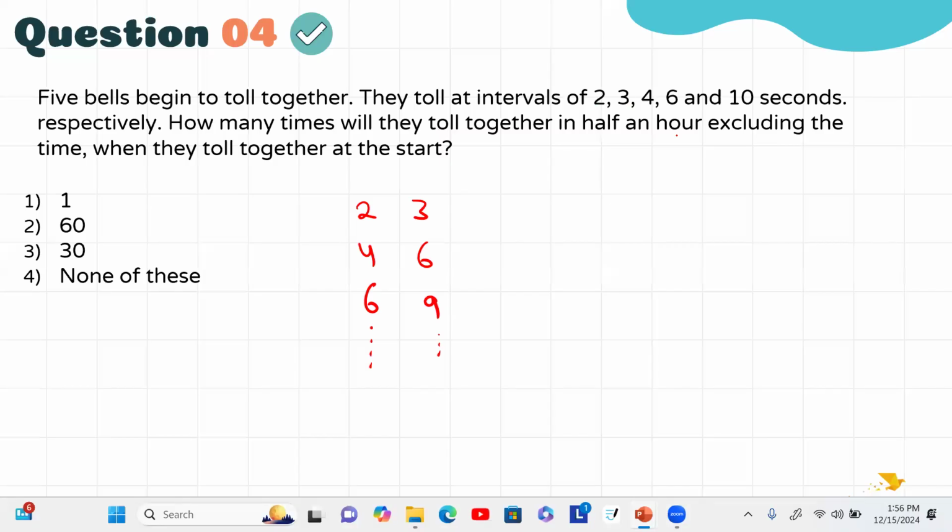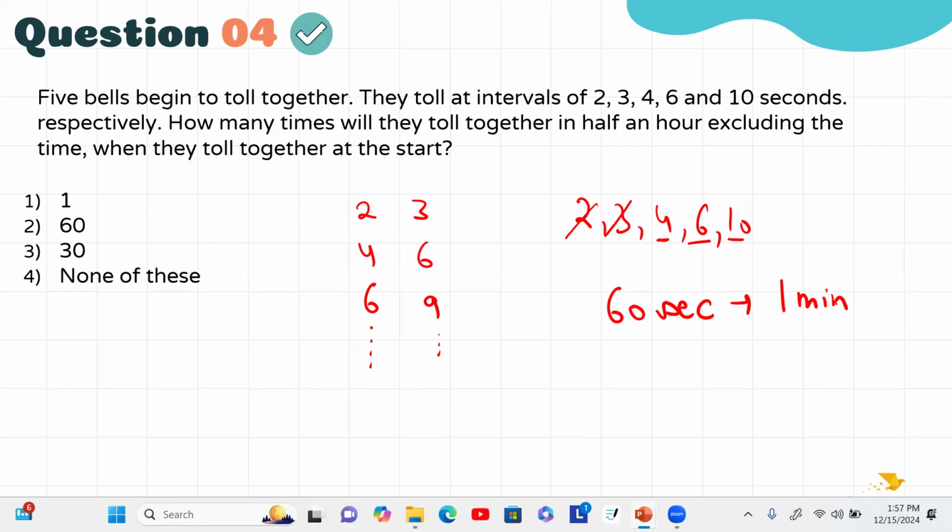So the LCM of 2, 3, 4, 6, 10, let's find out. So 2 and 4 will be 4, 3 and 6 will be 6. Now out of 4, 6, 6 tens are 60. 60 is divisible by this, 60 is divisible by this, 60 is divisible by this. So the LCM will be 60 seconds. Or I can say 1 minute, right?